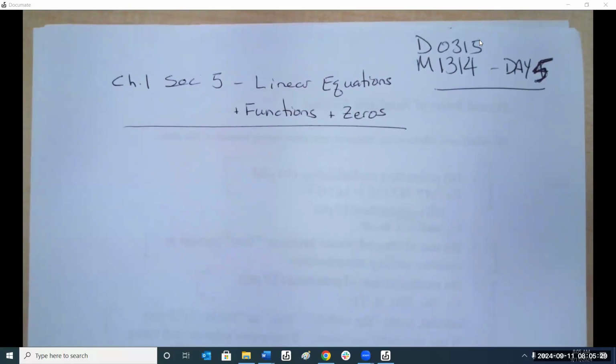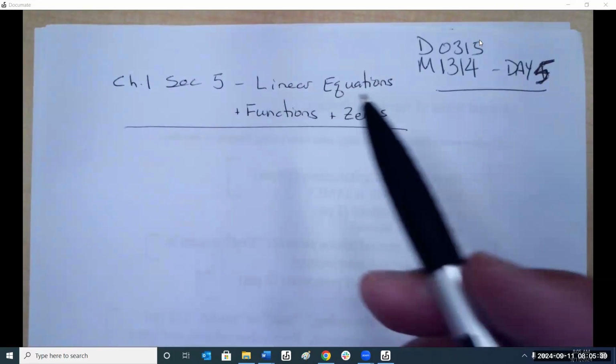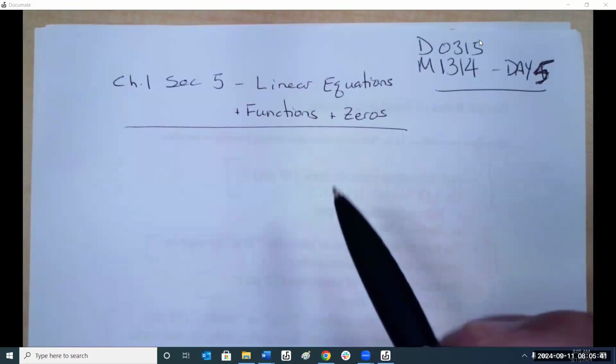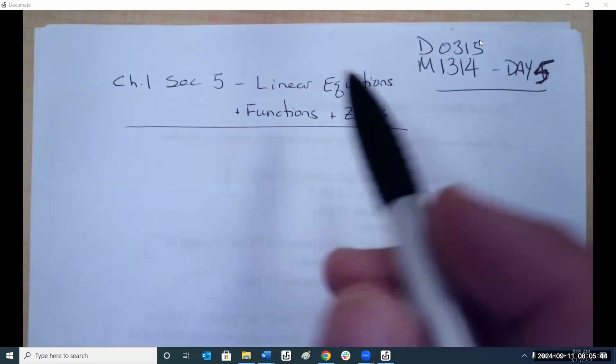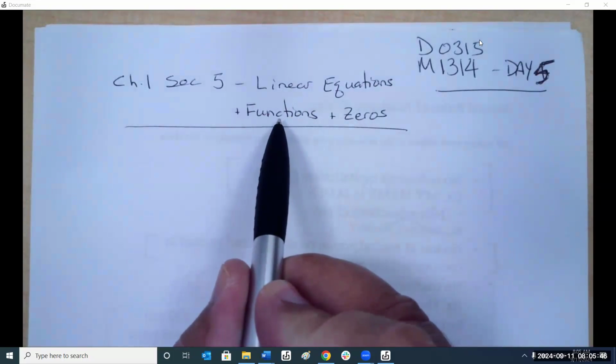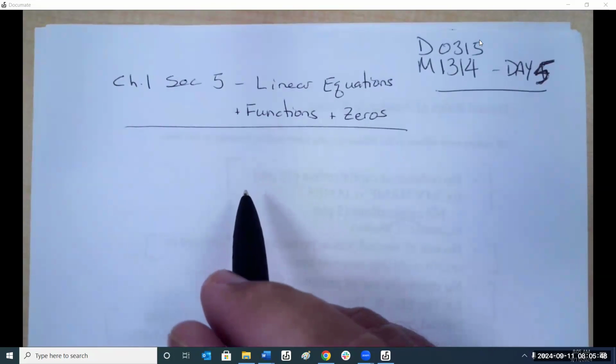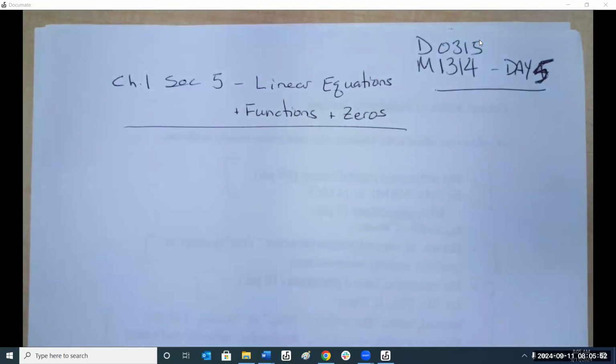Now we're going to take the next step with linear equations. We talked about equations, we talked about graphs, the slopes, the distances between 2 points, and how to find equations of lines. Now we're going to take that one further. We discussed functions before. What's a function? Or I thought we did.